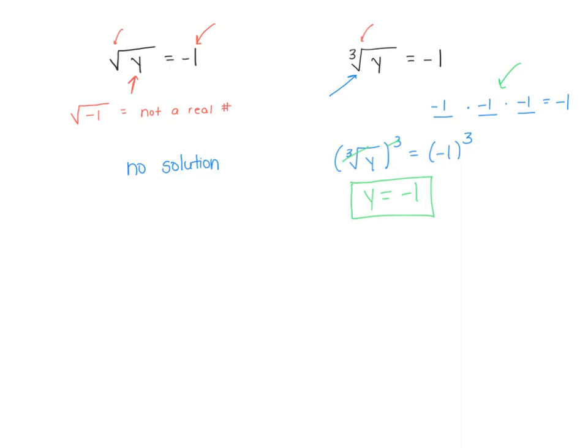So with an even root, like here, we cannot have our radical equal to a negative. But with an odd root, we can.